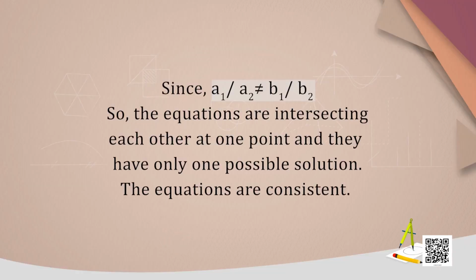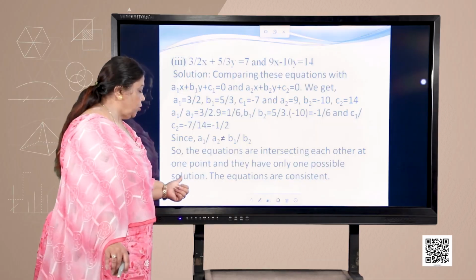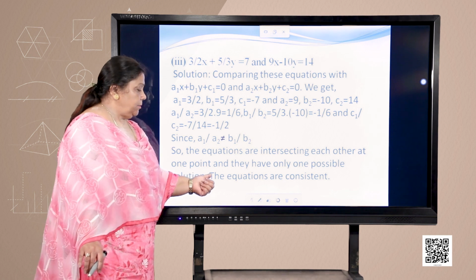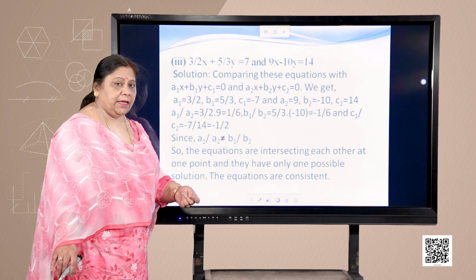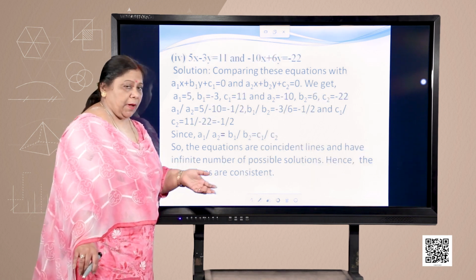We can see here a1 upon a2 is not equal to b1 upon b2. So, the equations are intersecting each other at one point and they have only one possible solution. So, the system of equations are said to be consistent in this case. Let us look into the next part.